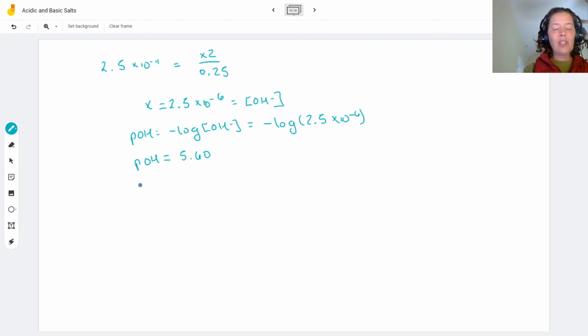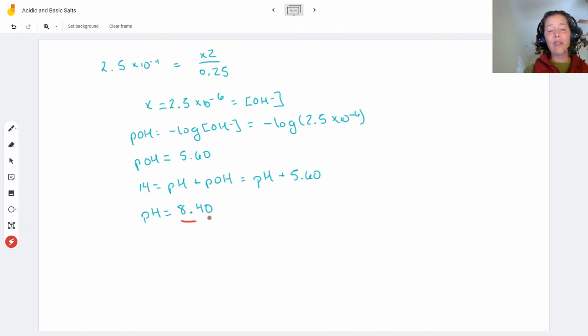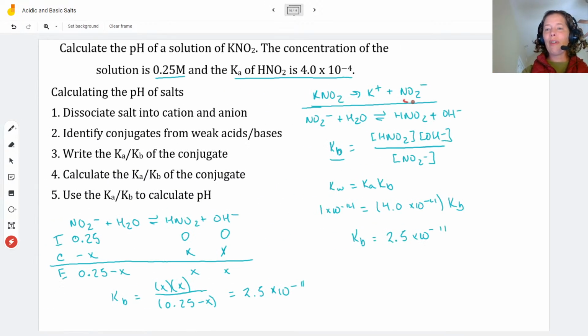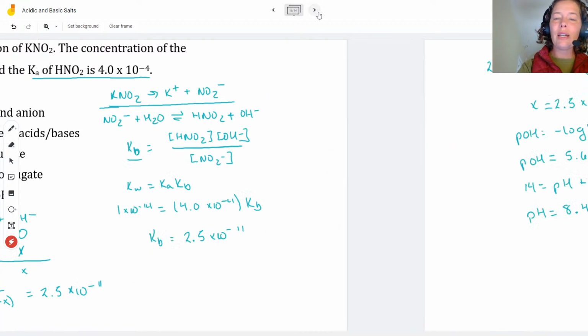Okay, so then we use this expression, 14 equals pH plus pOH, which equals pH plus 5.60, which means that our pH is 8.40. And this makes more sense. So this is a basic pH. It's greater than 7, which makes sense. Again, remember, we've got a conjugate base in solution here, and it's acting as a base. It's accepting protons. It's making hydroxide, so we should have a basic solution. Okay, so we've got a little bit of time here, so I'm going to keep on rolling.